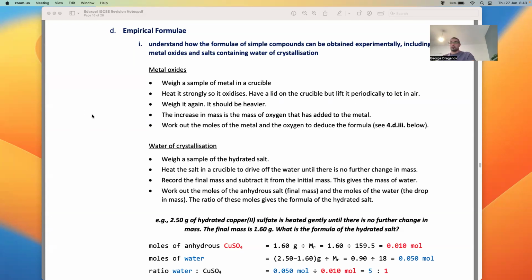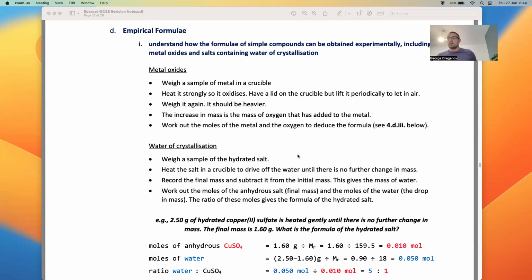It's a similar principle for water of crystallization. You weigh your hydrated salt, so the salt that has the water is weighed, and you heat it to drive off the water. Once again, you heat it and you keep opening the lid periodically because you have to let the water out, but you have to keep a lid so that the powder doesn't come out. So then what you do is you heat to a constant mass, so it's no longer decreasing, and you subtract the two to get the mass of water. Then you work out the moles of each of these. I will show you how to do that with an actual question and with an exam question.